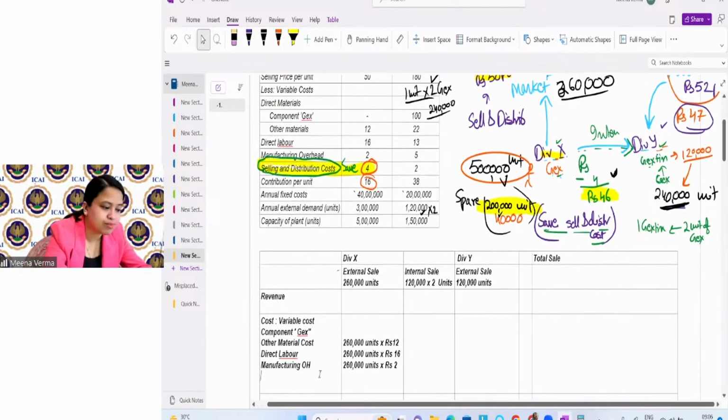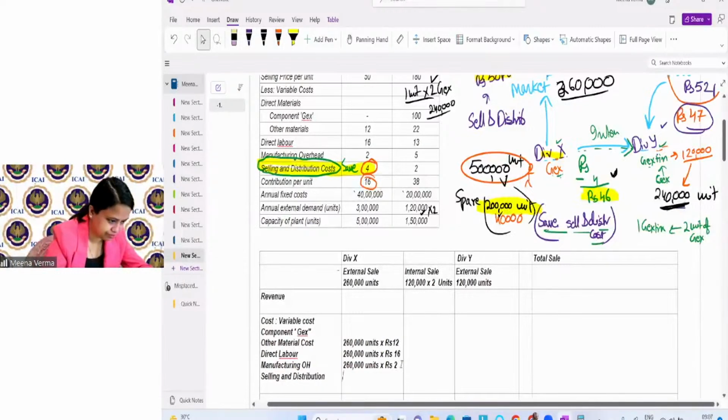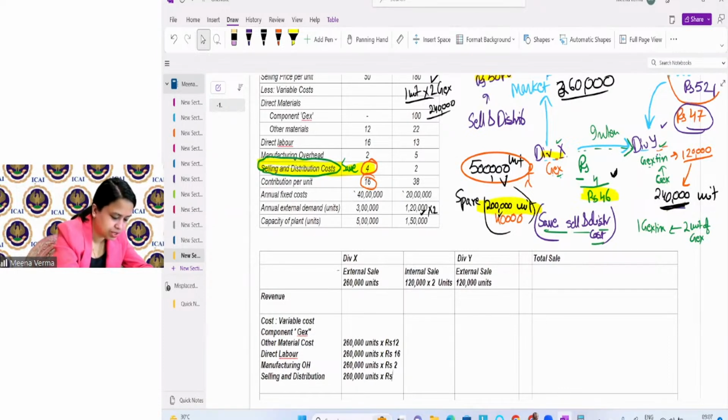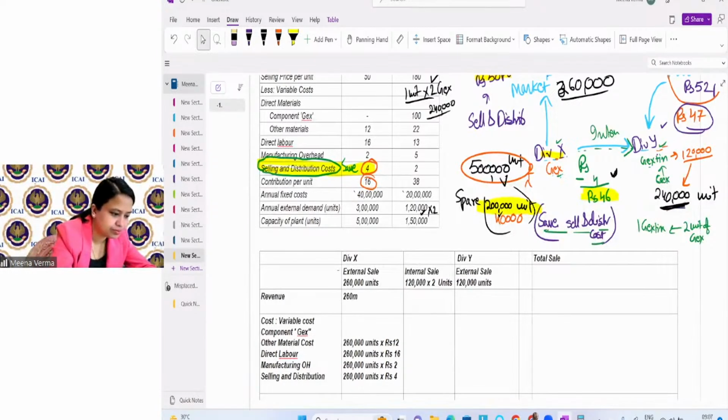Since it is an external market sale, you will incur the selling and distribution cost also. Internally, you don't need to consider it. Externally, we have to consider it. So we are selling 260,000 units at rupees 4 each. And at what price can you sell it in the market? You can sell it for this. I hope I have not missed anything.